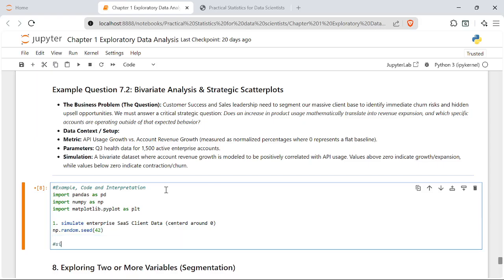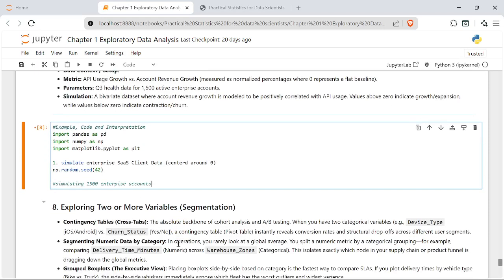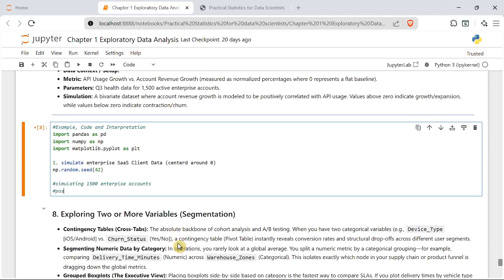Simulating 1500 enterprise accounts. Positive equals growth or expansion, negative equals contraction or churn.